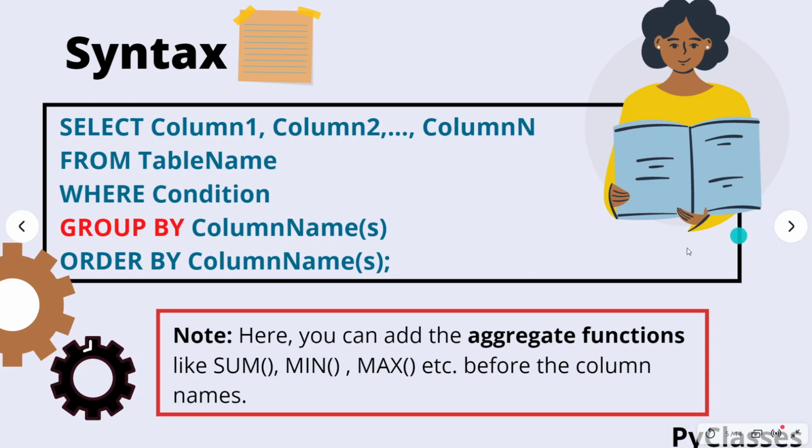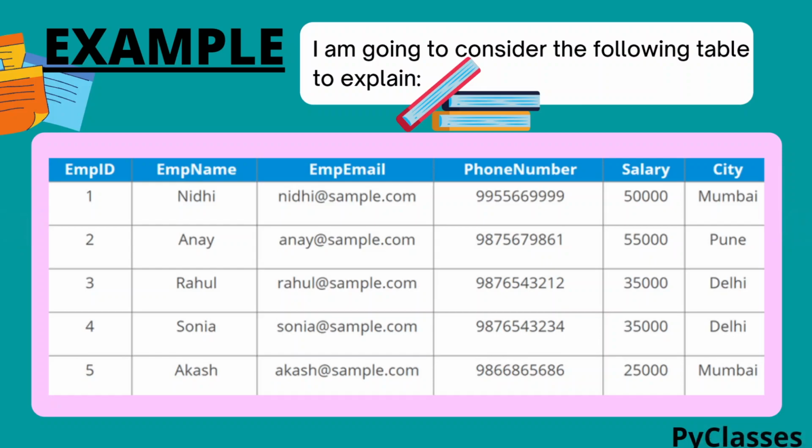Now that I have told you what is group by clause, let's understand the basic syntax of group by clause. The basic syntax of group by clause is shown on the screen. Select column name from table name, where condition, group by clause, then column names, and order by clause, then column names, and then semicolon. Here you can add aggregate functions like sum function, min function, max function, etc. before the column names.